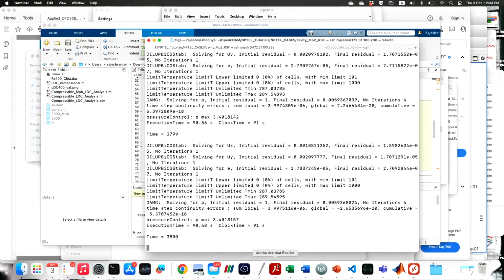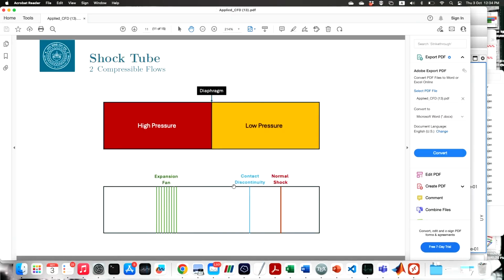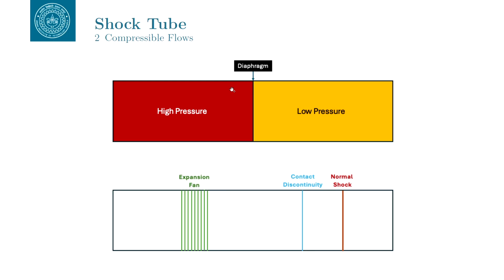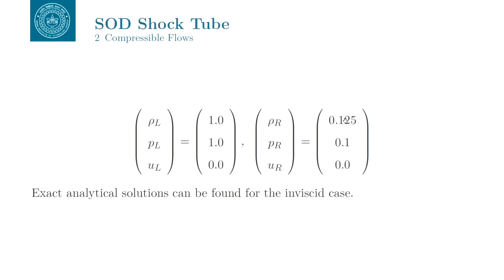Now we will go to the third problem, which is the shock tube. This problem we have already seen and solved using our own 1D solver written in MATLAB. Here we are going to solve it using OpenFOAM. The conditions are well known, I am not going to discuss them a lot. We have high pressure on the left, low pressure on the right. At t equal to 0, the diaphragm breaks, and you have an expansion fan on the left and a shock on the right. These are the conditions that you need to put.